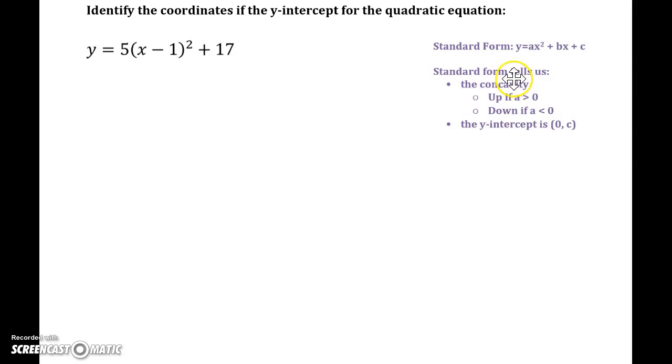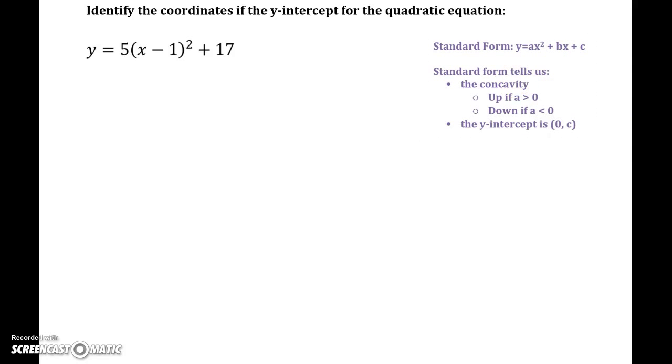When working with quadratic equations, one of the key features that you will likely want to know about is the y-intercept. Now, when an equation is written in vertex form, like the one shown here, you can't easily identify the y-intercept. So one other form that sometimes we write it in so that we can see the y-intercept easily is standard form. So standard form is y equals ax squared plus bx plus c.